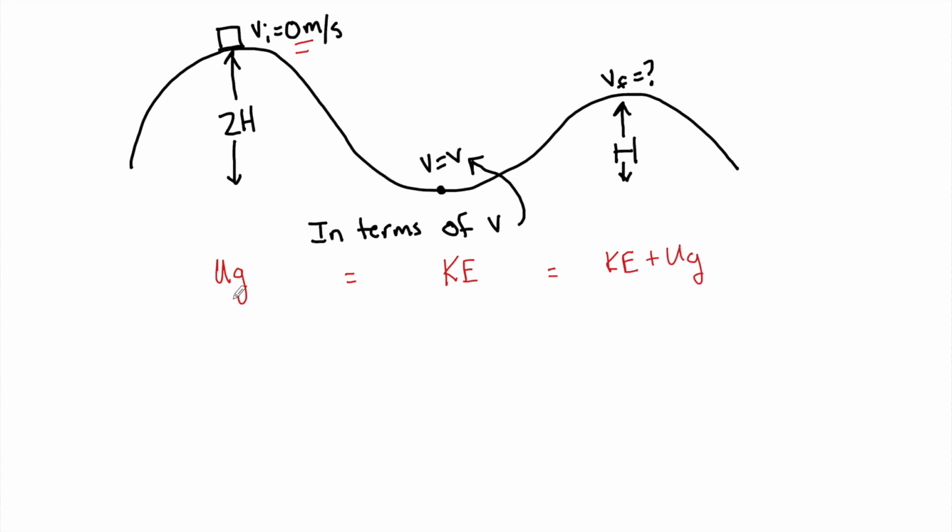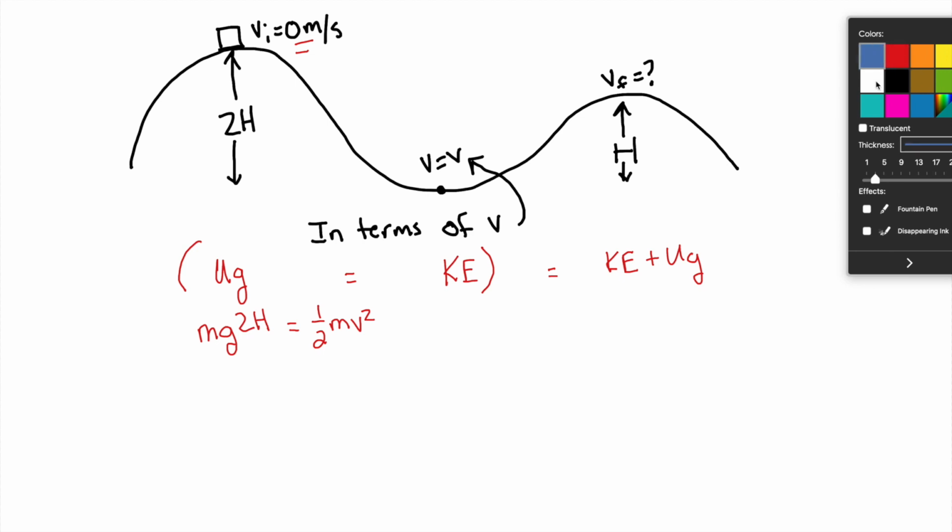Now essentially what I'm going to do is set this up into two problems. First, I'm going to work with just this relationship. I'm going to say that mg(2h), because in this case delta y is 2h, is equal to 1/2 mv squared. That is all of this being converted to kinetic energy.